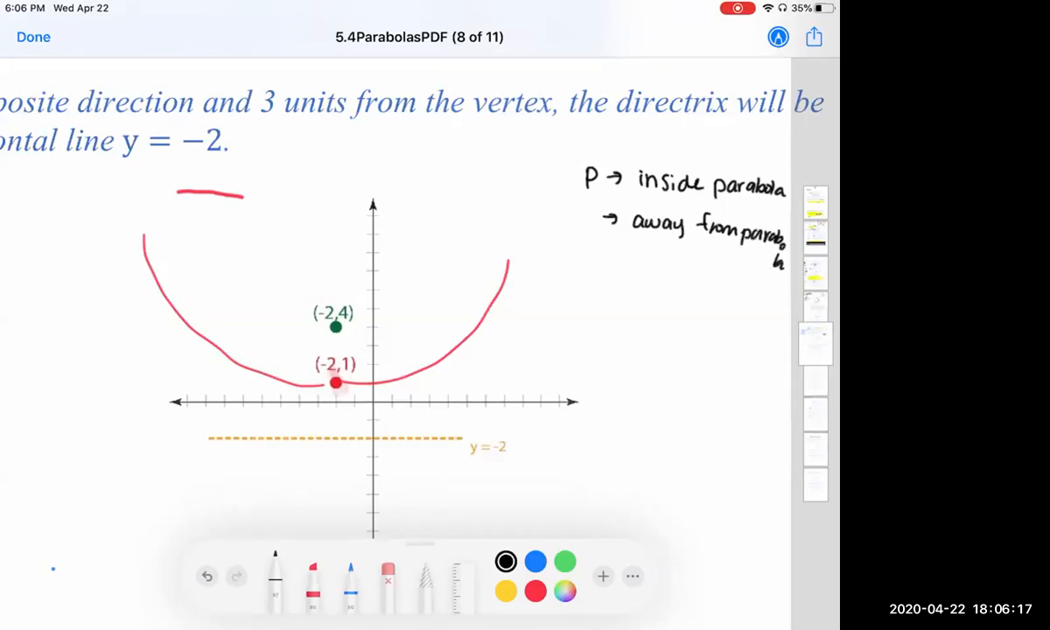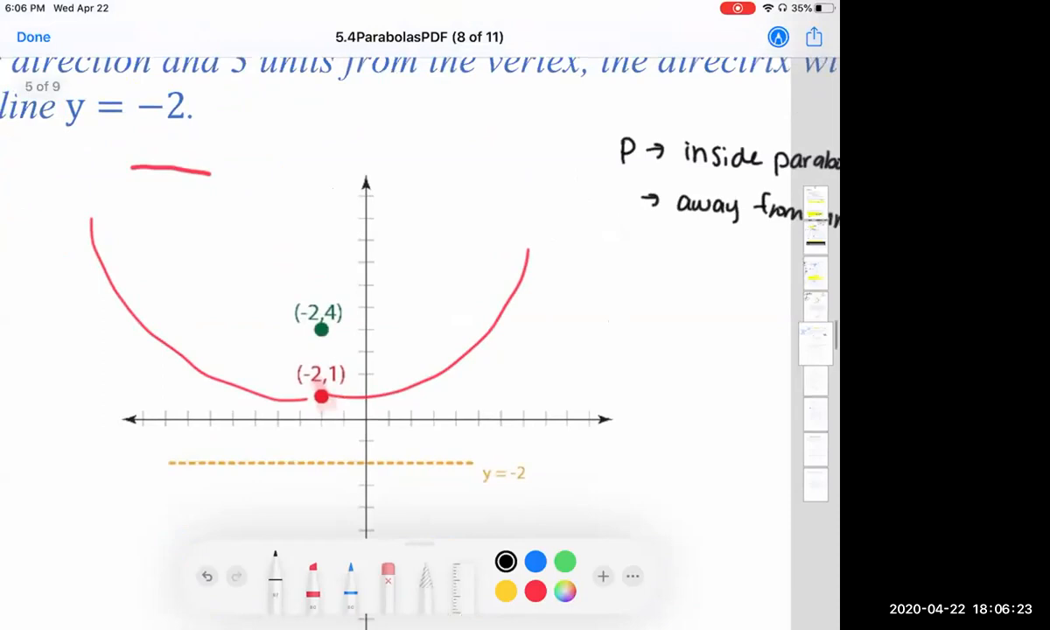That would give you 2 points. When you move inside the parabola, in this case, our P was 3, right? Our P was 3. We're gonna move 3 points inside. 1, 2, 3, we get that point in red. We're gonna move away. 1, 2, 3, we get our directrix.